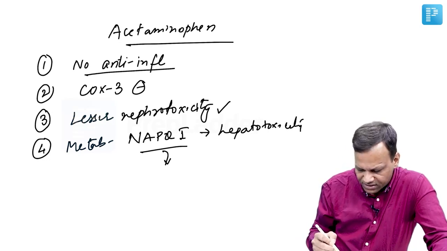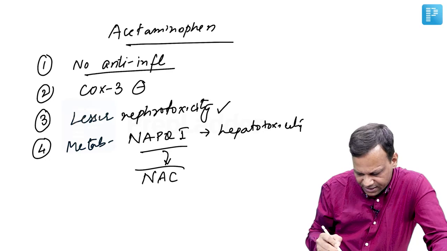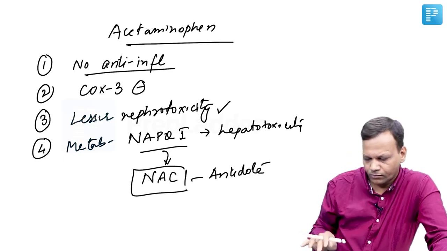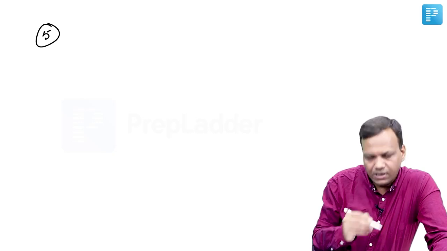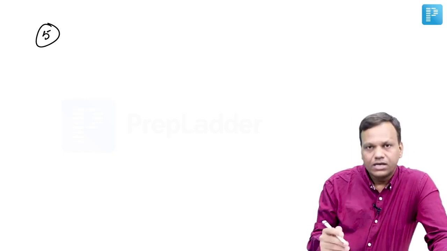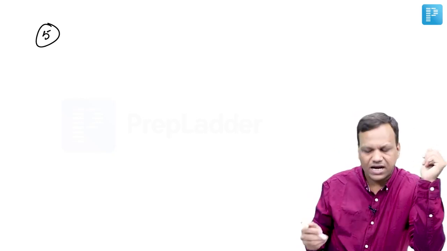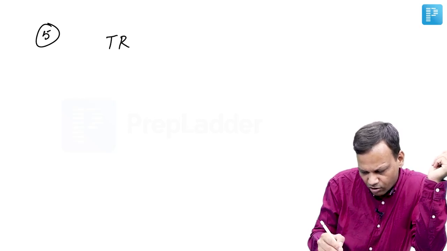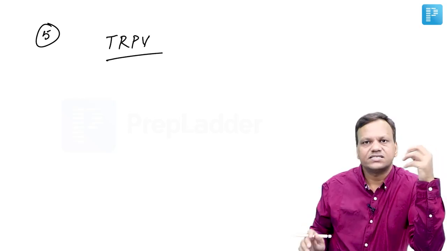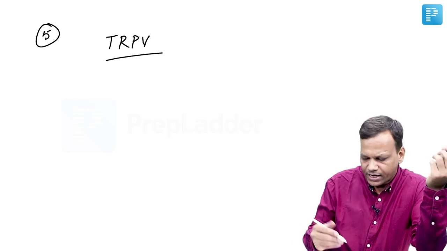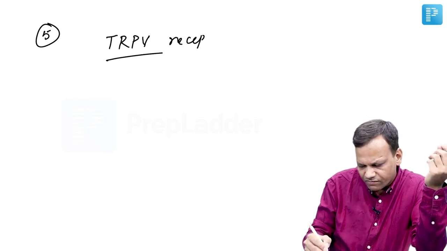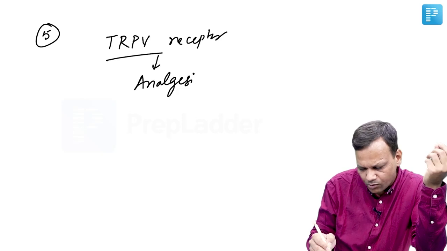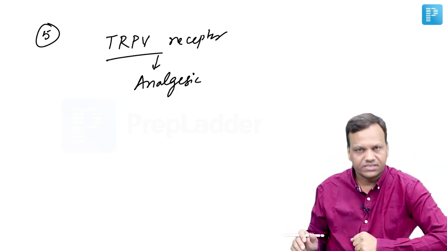And the antidote for paracetamol is N-acetylcysteine. Lastly, acetaminophen or paracetamol, partly its analgesic mechanism is contributed by action on a receptor called the vanilloid receptor, which is called transient receptor potential vanilloid. It acts on these receptors which produce analgesic effect. A metabolite of paracetamol is assumed to be acting on these receptors.